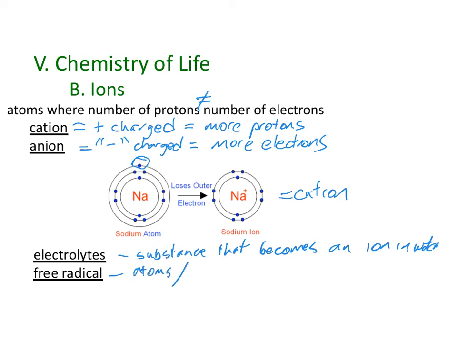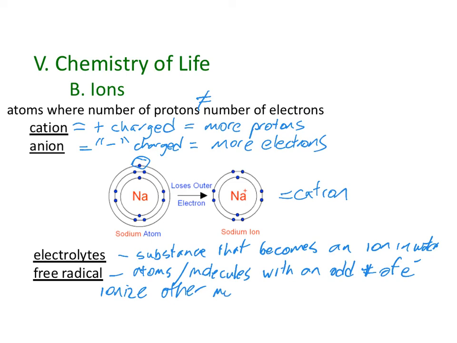And free radicals are those elements that contain odd numbers of electrons, which then causes them to ionize other molecules, destroying them. Atoms or molecules with an odd number of electrons. And so they ionize other atoms or molecules. And when that happens, the molecule is destroyed.